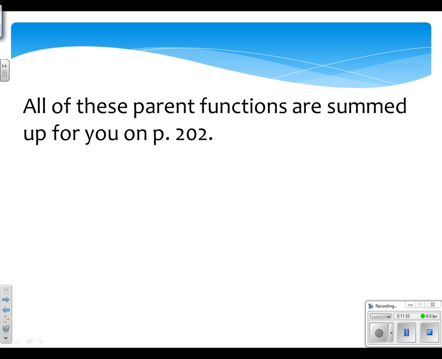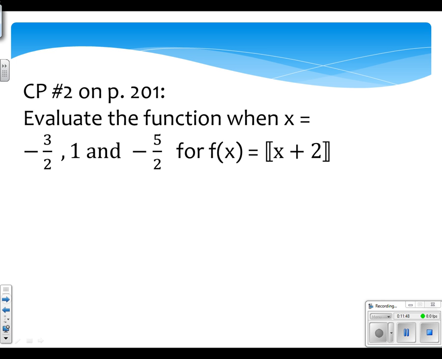I talked about this page number in class, page 202. All of our parent functions are summed up with a nice diagram on page 202. So keep referring back to that. I think you're going to find it very helpful.